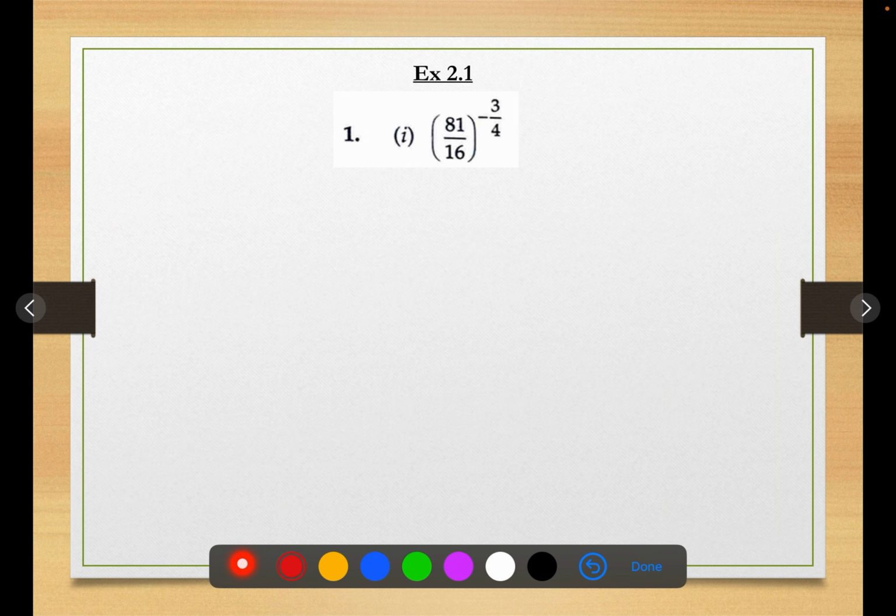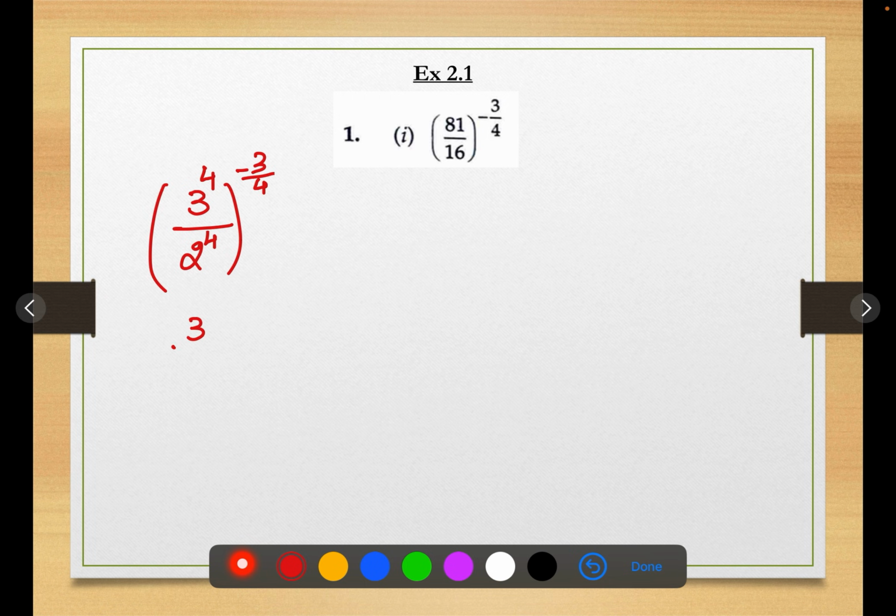Let's move on to the very first question. 81 upon 16 to the power minus 3 upon 4. So, here I can see minus 3 upon 4 has a base 4. Think of a number which can be written with the power 4. 81, I can write as 3 to the power 4. Also 16 as 2 to the power 4, to the power minus 3 upon 4.